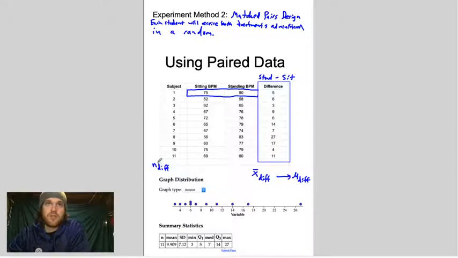So the number of differences, or the number of, you don't want to say the number of subjects, because you can use paired data on things like twins. Like there's a study where two twins are separated at birth, and they want to look at their IQ scores if one was in a low-income family and one was in a higher-income family. So n doesn't have to be the number of subjects. It's got to be the number of pairs. N sub diff is the number of pairs. This is the average, and that's what we're estimating for all the people that would stand and sit. Okay, cool. Let's go ahead and move on.